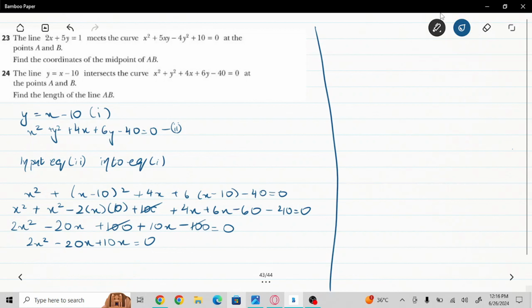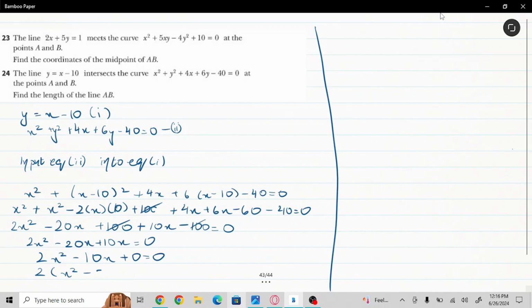So we have 2x squared minus 20x plus 10x plus 0 is equal to 0, which becomes minus 10x. We take 2 as common, x squared minus 5x is equal to 0. So we are going to say a is equal to 1, b is equal to negative 5, and c is equal to, well, there's nothing, so c is equal to 0. And the reason I'm solving this quadratic equation is because many people find difficulty in solving this type of thing where there is no value for c. So that's why it's just an explanatory example.